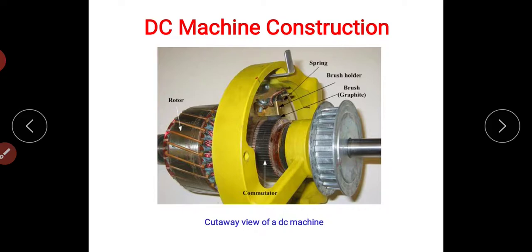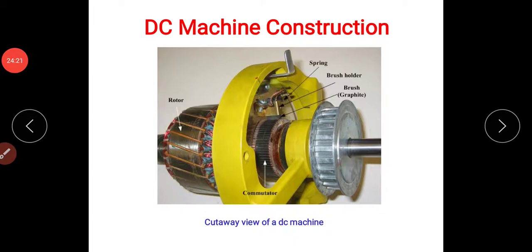See here, this is the rotor: armature core, armature winding. Next, in this construction there is a black colored part. This is called the brush holder, and the part inside is called the brush. This brush is made up of carbon material, graphite material, or carbon graphite material.